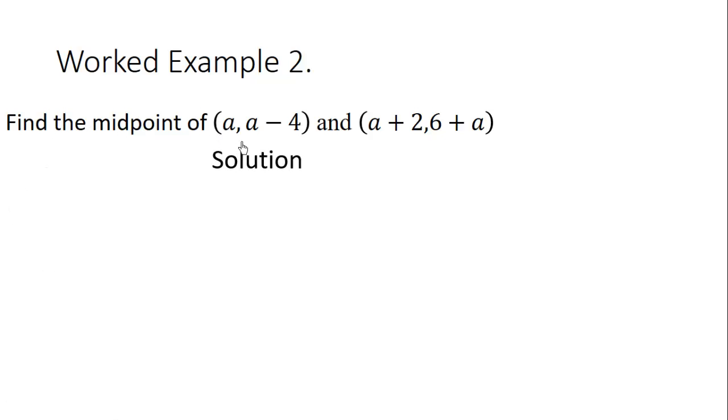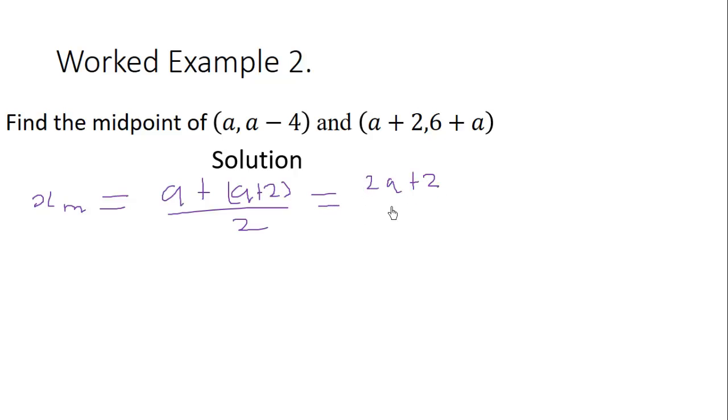Find the midpoint of the 2 points given. So a minus 4, then a plus 2, 6 plus a. So as usual, x of m will be equal to x1, which is a, plus a plus 2 over 2, and this will give us 2a plus 2 over 2, and this will simplify to a plus 1.